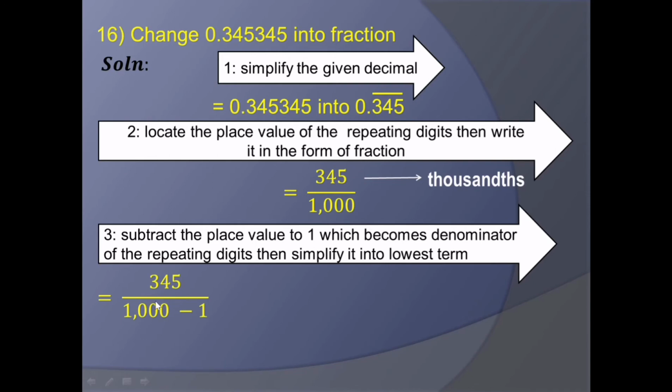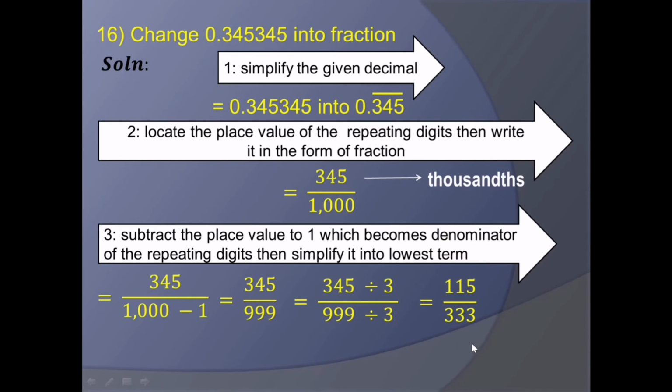So 345 over 1000 minus 1. Just subtract 1 from 1000. So we have 345 over 999. Divisible by 3, we have 115 over 333. This could not be divided by any other number, so this would be the final answer. In short, by using your own calculator, 115 divided by 333 will give you 0.345345, or 0.345 with a vinculum. Okay, so this is the process.